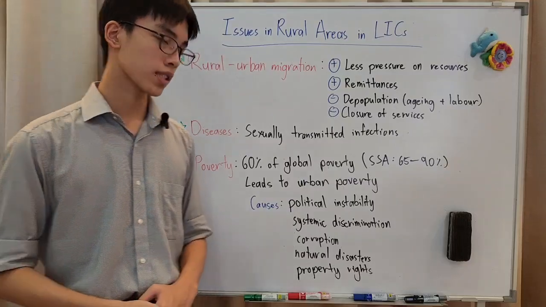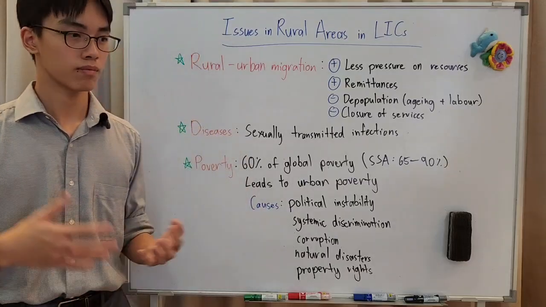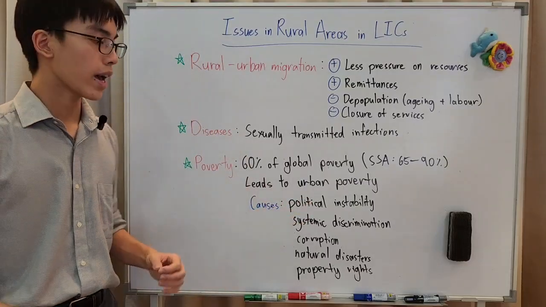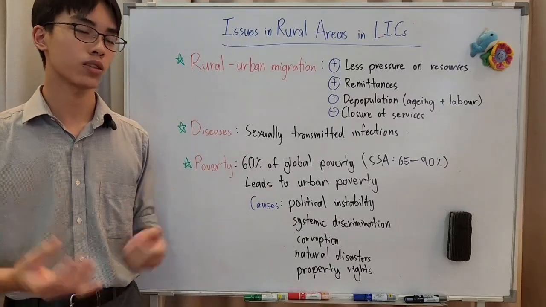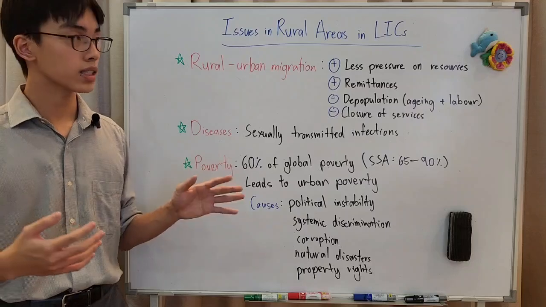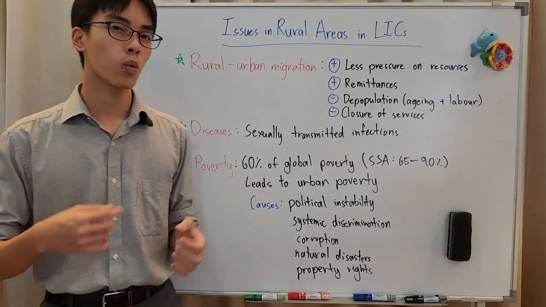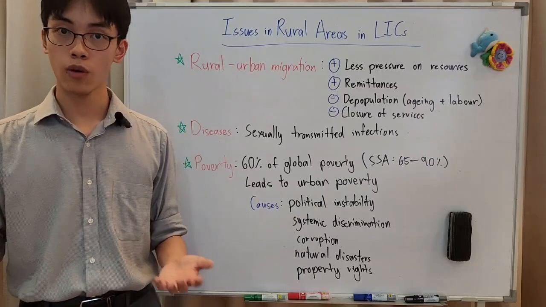And the last thing is property rights. So property rights are basically the right you have to own a land. And in rural areas, agriculture is very dominant. So land is kind of the main thing you need for money. But in LIC specifically, property rights aren't really well defined, or at least they're not well enforced.